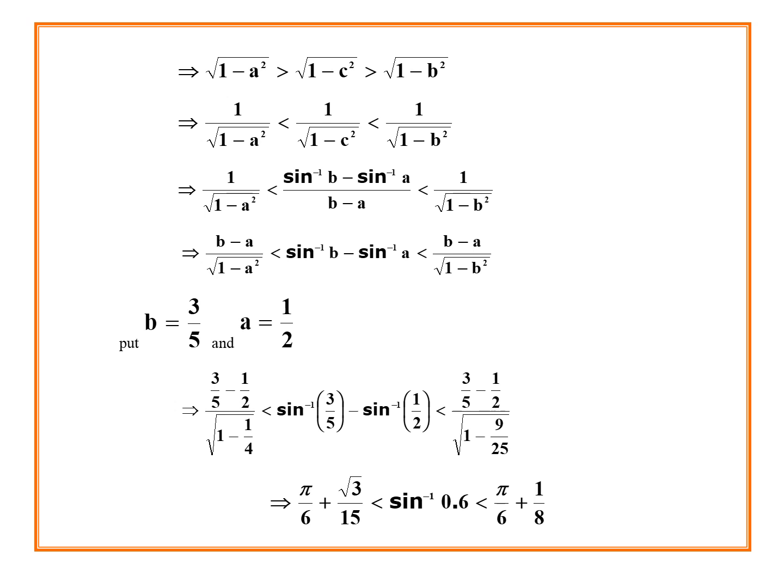Then we get 3 by 5 minus 1 by 2 over root of 1 minus, where a value is 1 by 2, whole square. Then we get 1 by 4 less than sin inverse b, value 3 by 5, minus sin inverse a, value 1 by 2, less than 3 by 5 minus 1 by 2 over root of 1 minus 9 by 25. That implies 5 by 6 plus root 3 by 15 is less than sin inverse 0.6, which is less than 5 by 6 plus 1 by 8. This is satisfied by Lagrange's mean value theorem.